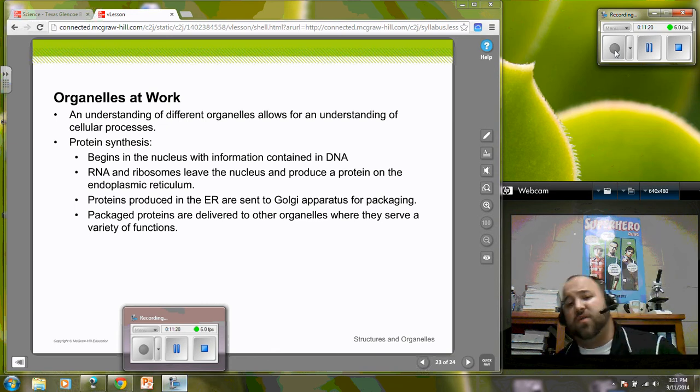The understanding of different organelles allows for an understanding of cellular processes. This is protein synthesis, for instance. It begins in the nucleus with the information contained in the DNA. Then we convert that DNA into RNA. The RNA leaves the nucleus and ribosomes produce protein in the rough ER, the endoplasmic reticulum. Then those proteins that are produced there are sent to the Golgi body to be packaged and sent where they need to go. Those packaged proteins are then delivered to other organelles where they serve a variety of functions.